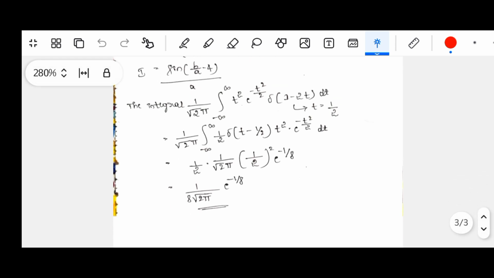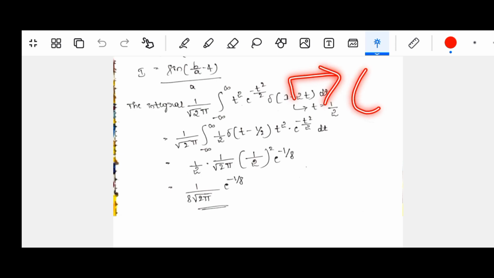Next question. The integral of 1 by root 2 pi into the integration from minus infinity to plus infinity of t square into e to the power of minus t square by 2 into delta of 1 minus 2t into dt. So let's find the t location, which will be 1 by 2. So 1 by root 2 pi, the integration from minus infinity to plus infinity, keep t as 1 by 2. So 1 by 2 into delta of t minus 1 by 2, t square into e to the power of minus t square by 2 into dt.